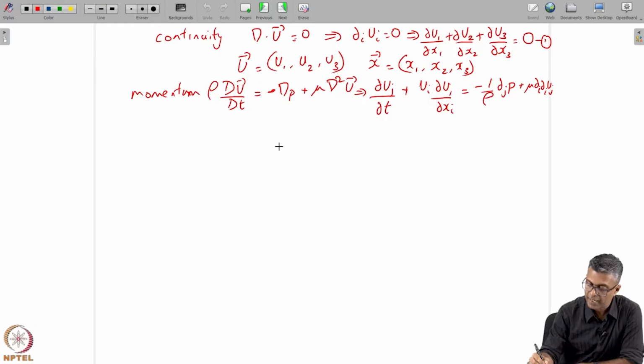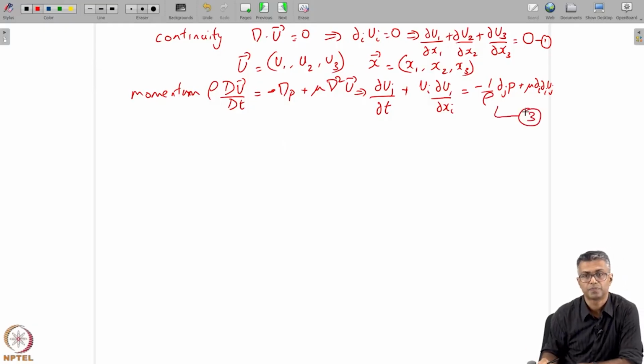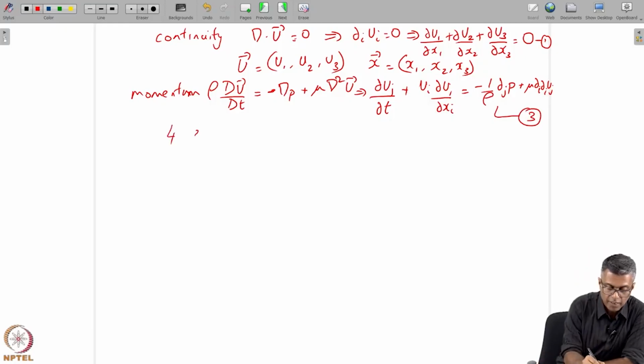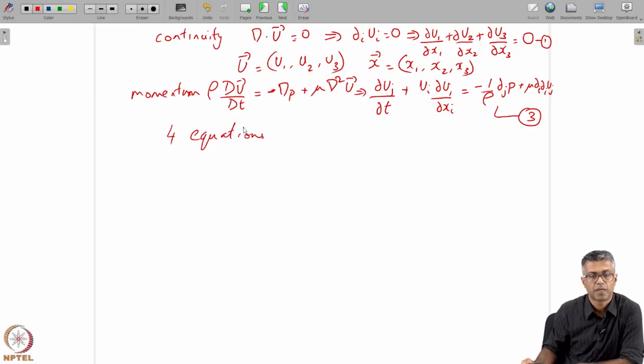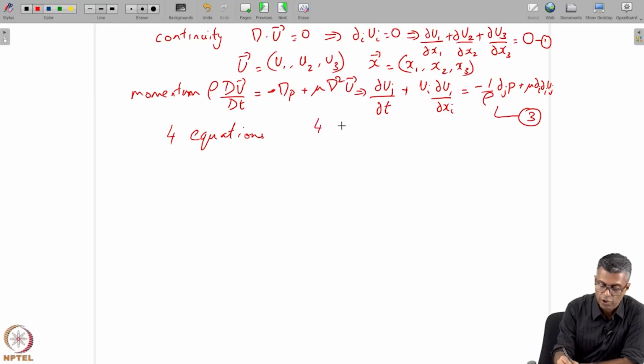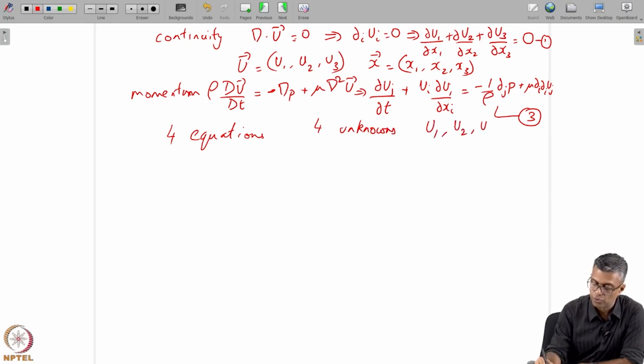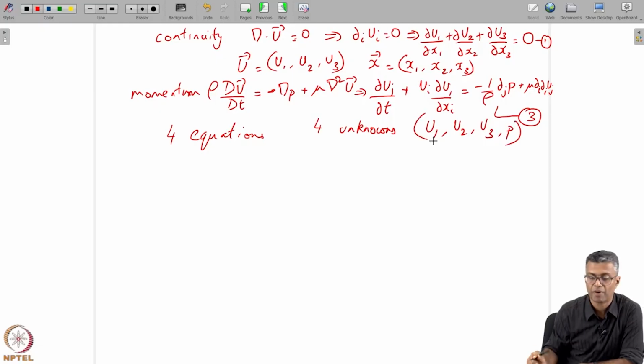So this is what I have. And as you can see, this is a vector equation. It has 3 components. So I have altogether 4 equations, and I have 4 unknowns, isn't it? 4 unknowns, which are u1, u2, u3 and P. These are my 4 unknowns. 4 equations and 4 unknowns, so I should be able to solve it.